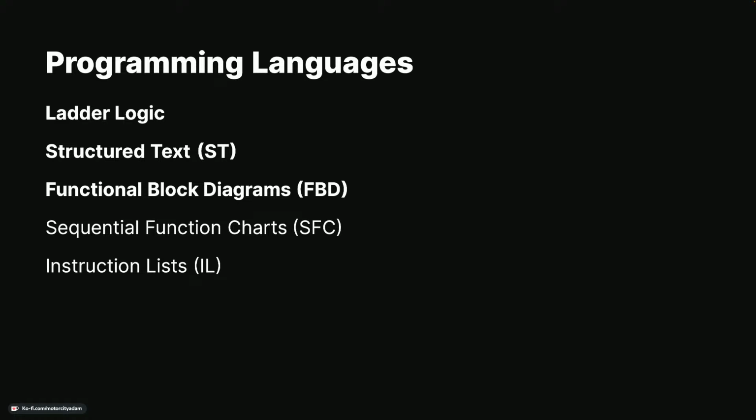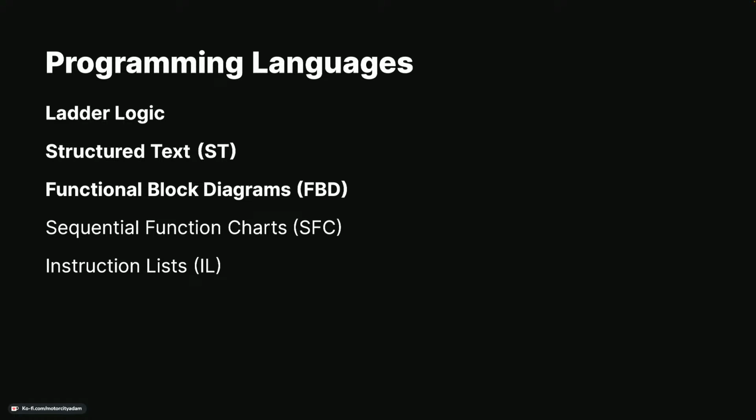These are, I think, in order of what I consider most popular at the top, least popular at the bottom, or most encountered at the top, least encountered at the bottom, if you will. The first three programming languages, ladder logic, structured text, and functional block diagrams, are in bold text because those are the ones that, for the foreseeable future, I will be talking about in some detail.